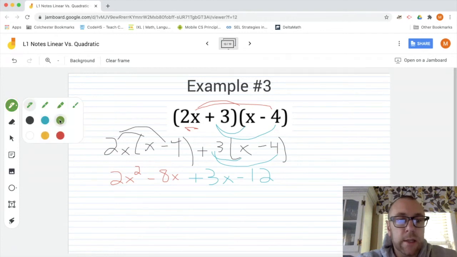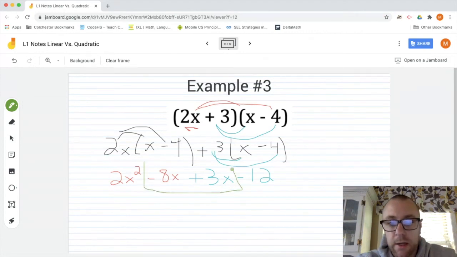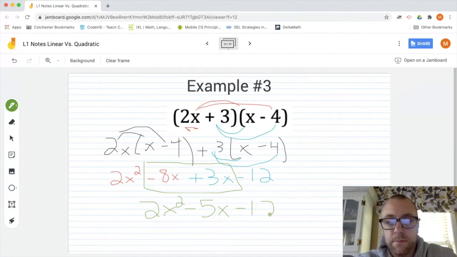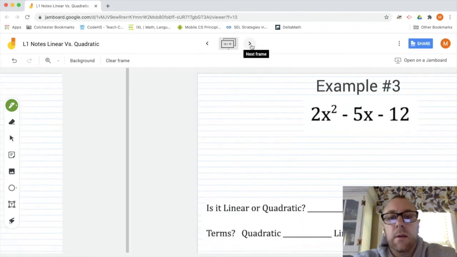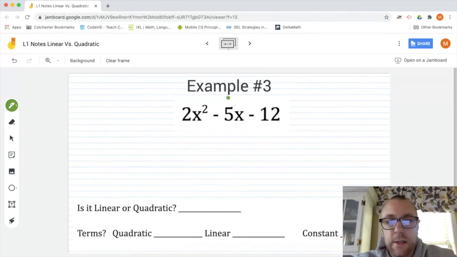So what you'll notice in here is that my x squared term is alone. There's nothing that I can combine, but I can combine this middle portion. So my final simplified expression becomes 2x squared minus 5x minus 12. What you'll notice is this has all three terms, ax squared plus bx plus c. So now I have this equation.